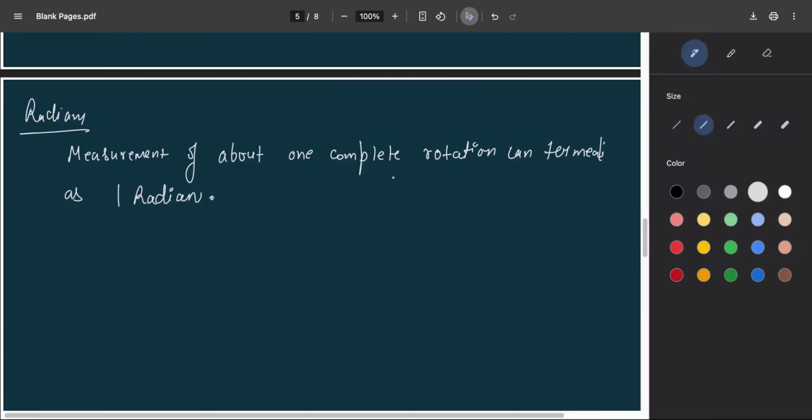What is the value of this one radian? That is 3.1. Okay, so just tell me, is it correct? Whatever this definition says, is it correct or not? No, sir. No, right? Okay, so why is it not correct?